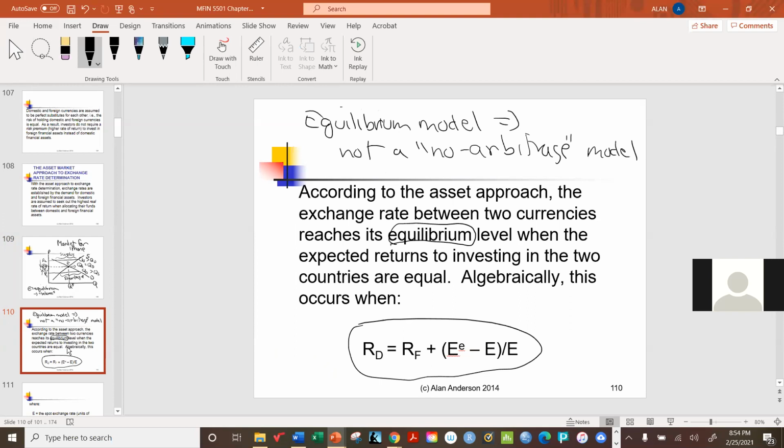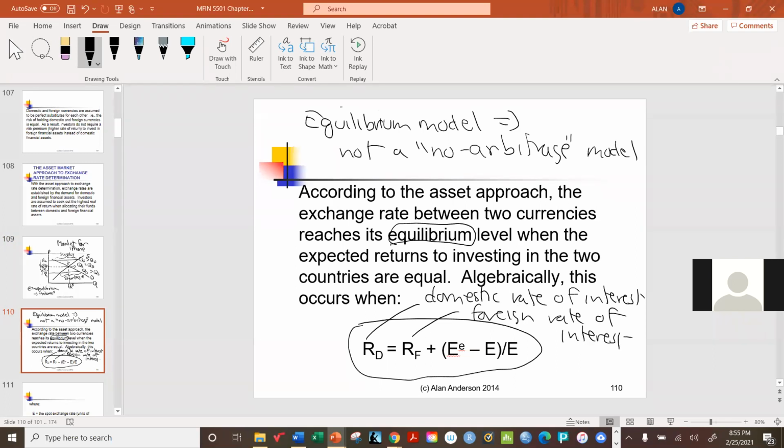All right, now RD is meant to represent the domestic rate of interest. And RF is the foreign rate of interest. And then E is the spot exchange rate, but we have to be careful here. It's going to be quoted as so many dollars per unit of the foreign currency, not the other way around.